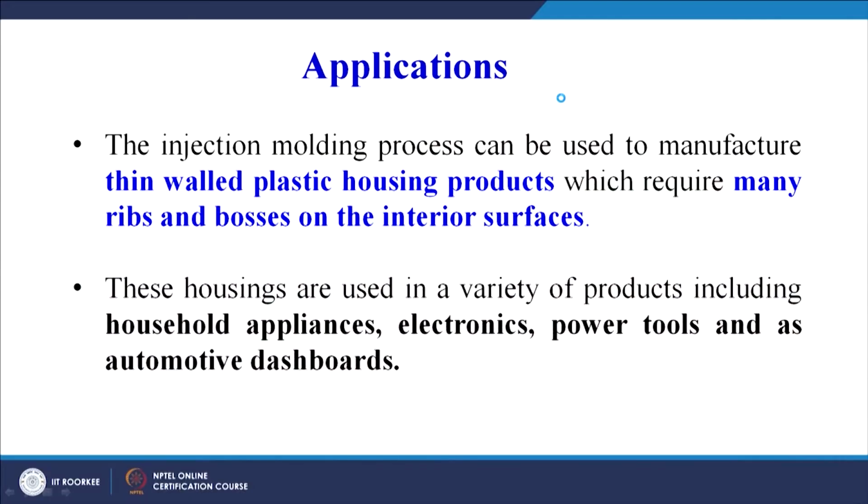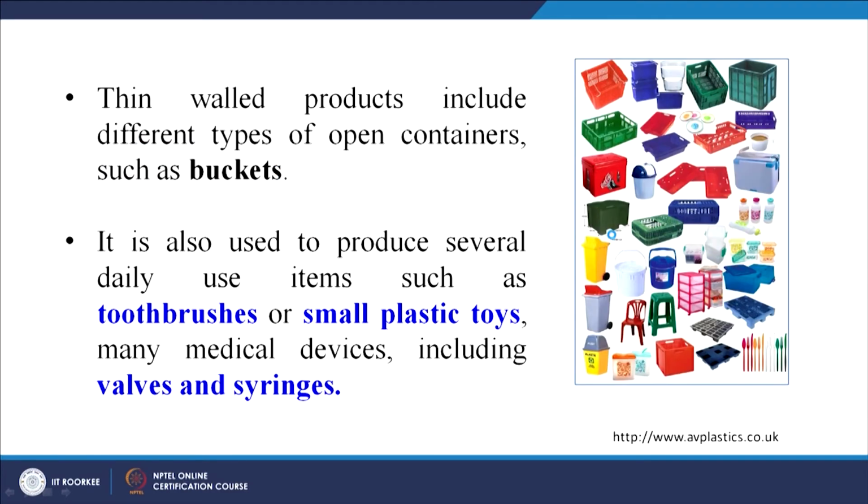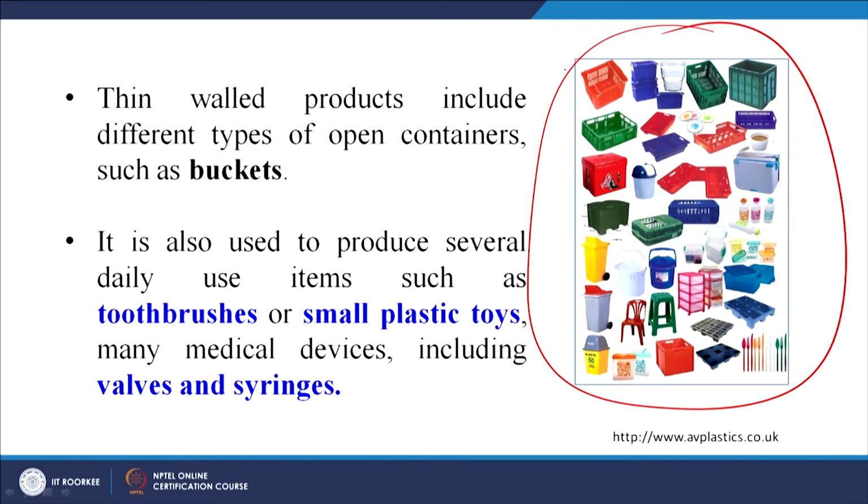As for the applications, the injection molding process can be used to manufacture thin walled plastic housing products which require many ribs and bosses on their interior surfaces. If there are ribs and bosses on the interior surfaces, injection molding is the process that has to be used. These housings are used in a variety of products including household appliances, electronics, power tools, and automotive dashboards. You can see a wide range of parts which are made by the injection molding process. Thin walled products include different types of open containers such as buckets.